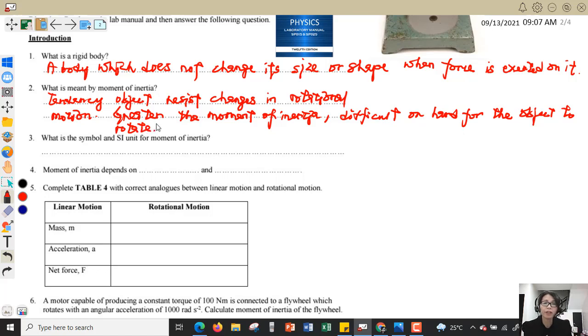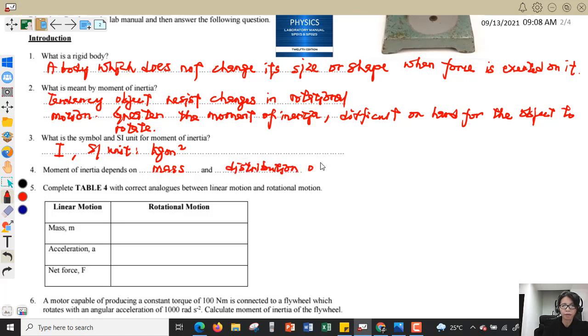So, from the moment of inertia, we might know whether the object is easier or harder to rotate. What is the symbol we use to represent moment of inertia? We use the symbol capital I to represent moment of inertia. The SI unit for moment of inertia is kg meter squared. Moment of inertia depends on mass and also the distribution of mass from the axis of rotation.